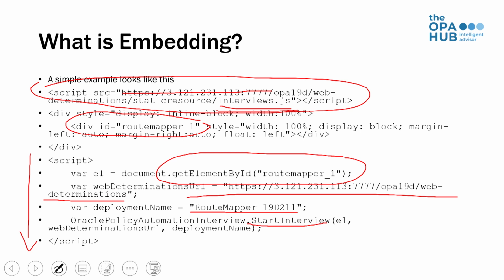So those 3 steps are most important. Create a blank box ready to receive the embed. Set up the URL and the deployment name, and then start the interview. And you'll notice that when you start the interview, one of the input arguments is the empty box. So it needs to know where to place the interview on your page.